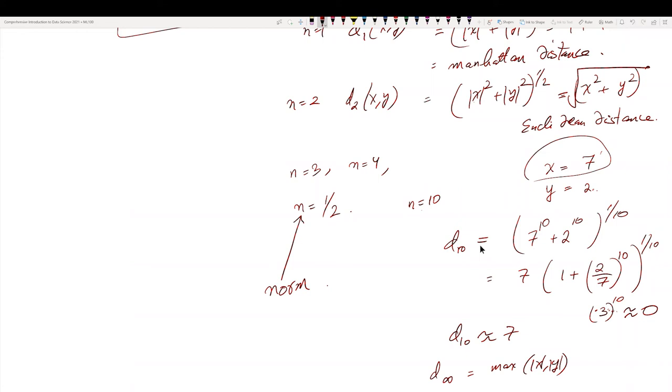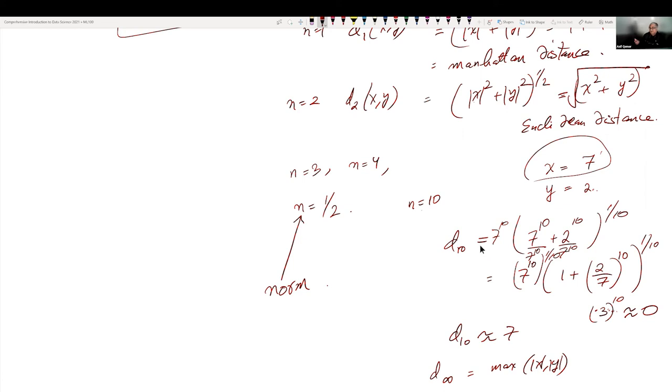Go ahead. The equation that you did, when you take 7 out, how did you get 1 there? It should be 7 to the power 9. I divide both of them by 7 to the power 10 and then multiply it by 7 to the power 10. And then the 10th root will make it only 7. Okay, got it. That's the point, exactly.